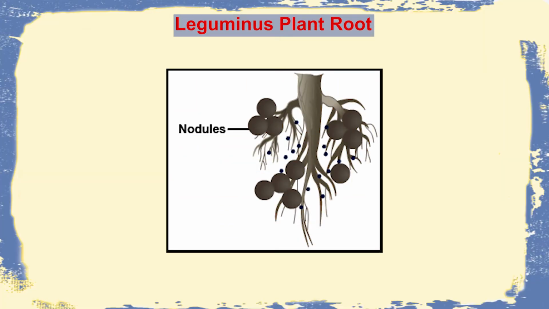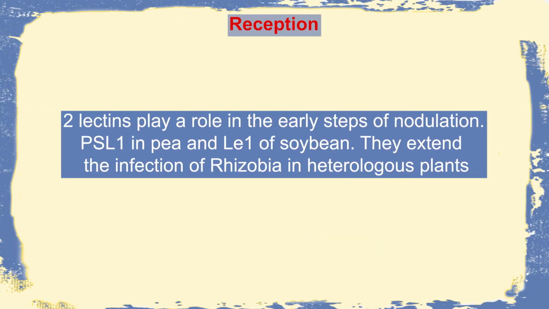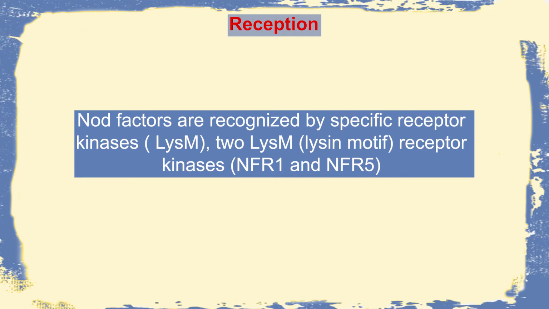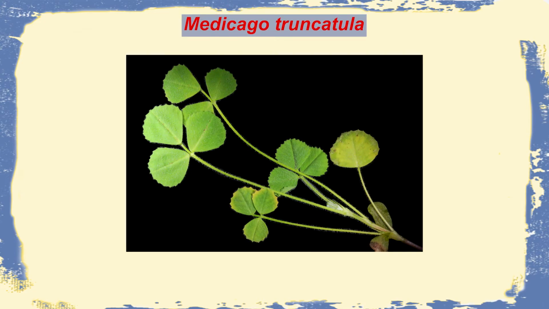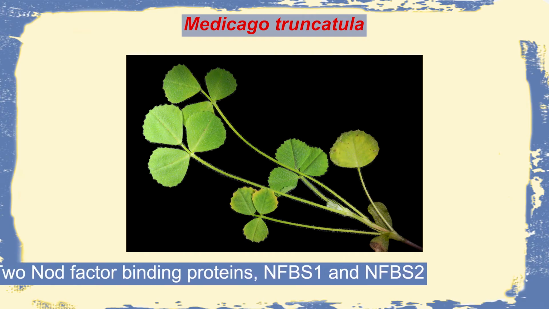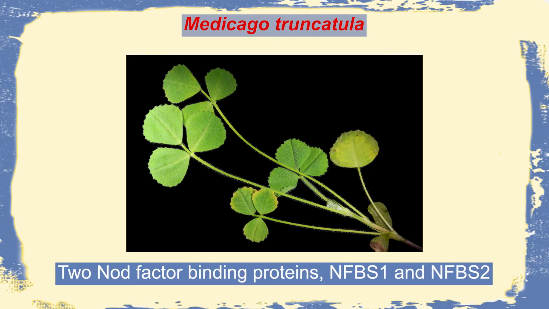Now the nod factor has to be received. Who is receiving that? It is received by the leguminous plant root, and it is received by the lectin. The lectin may be termed differently. It may be PSL1 in pea or LE1 in soybean, and these nod factors are recognized by LysM receptor kinases like NFR1 and NFR5 as denoted in Lotus japonicus. Sometimes in Medicago truncatula there are specific nod factor binding proteins which include NFBS1 and NFBS2.